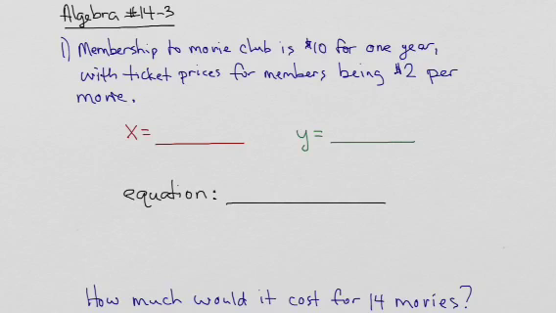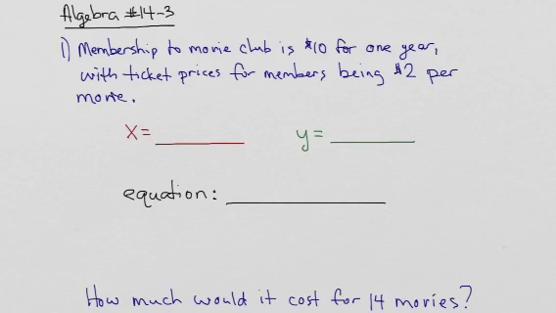All right. This comes from your worksheet today. This will be problem number 1. So if you're watching the video, you get the first answer done. It says membership to a movie club is $10 for 1 year, with ticket prices for members being $2 per movie. That's way cheaper than the normal like $12 it costs to go to a movie. So you join the movie club, and then you get to get cheap tickets.